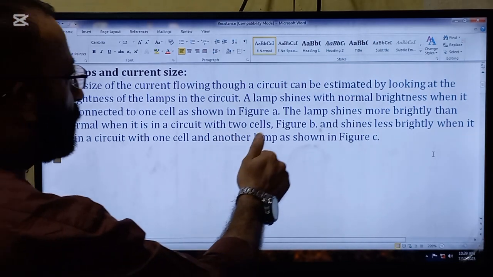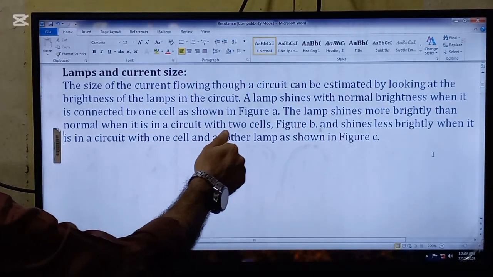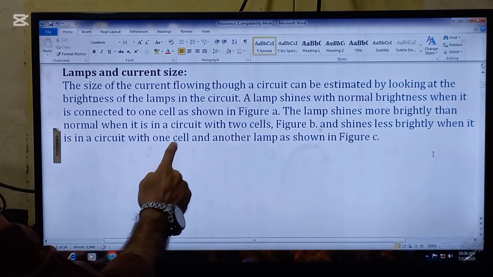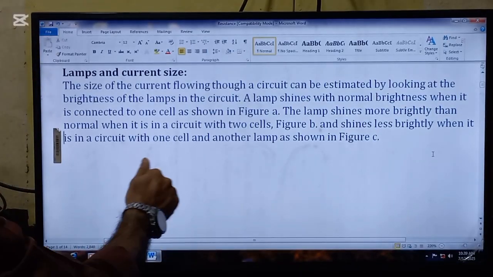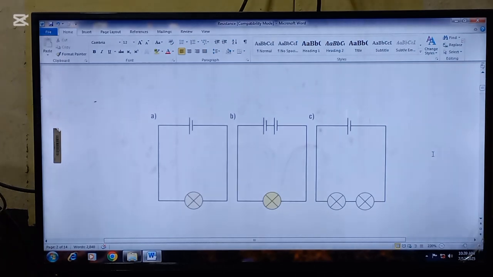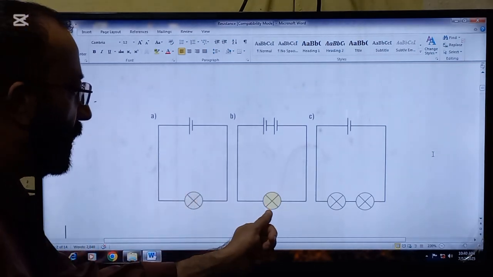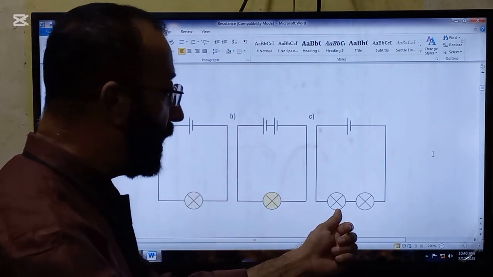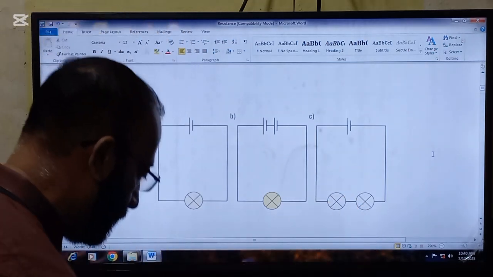A lamp shines with normal brightness when it is connected to one cell as shown in figure A, the lamp shines more brightly than normal when it is in the circuit with two cells, figure B, and shines less brightly when it is in the circuit with one cell and another lamp as shown in figure C. So here are three figures. So normal brightness with one cell, more brightness with two cells, and brightness lesser than the normal with one cell and another lamp.